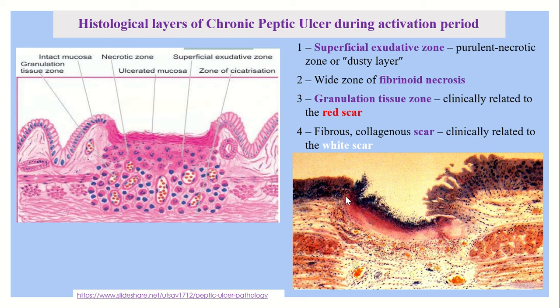So let me repeat: the first layer, this superficial exudative zone, then the white zone of the fibrinose necrosis, granulation tissue, and the fibrous collagenous scar. The presence of the fibrinose necrosis, you remember, is a marker of the activity.